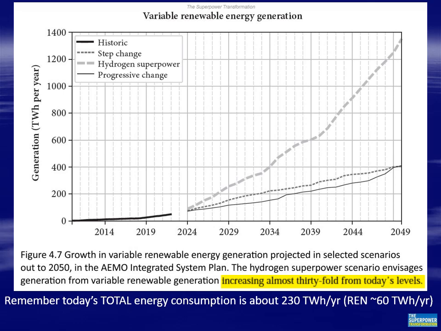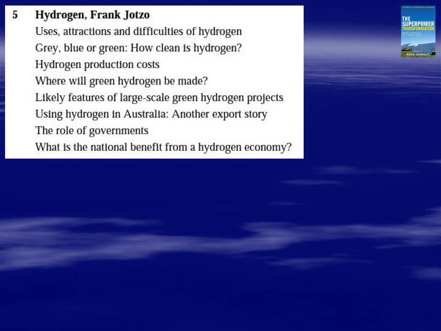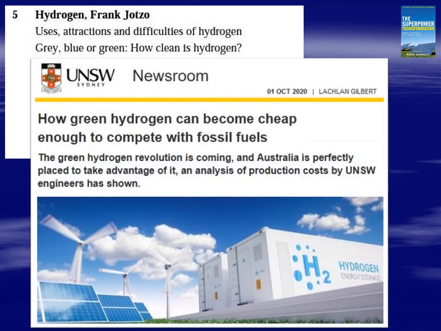But to cut a long story short, they're looking at the need to increase the amount of hydrogen we generate by about 30-fold from today's level. If you think of it in terms of total energy, that's about 6 times as much as today's total energy. So that's a lot of hydrogen being generated. Very briefly, here's a quick glimpse of some of the things that Frank Giotto talks about in that chapter.